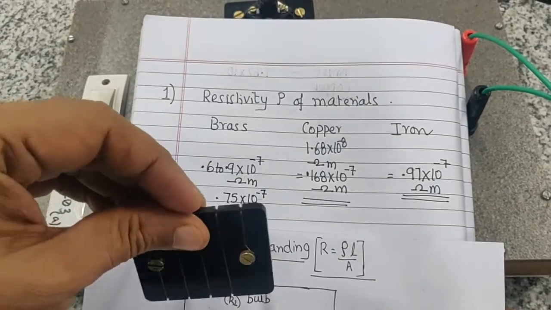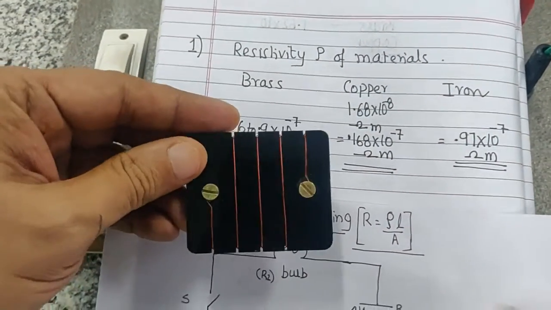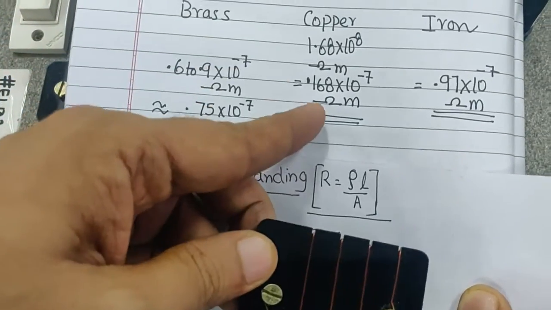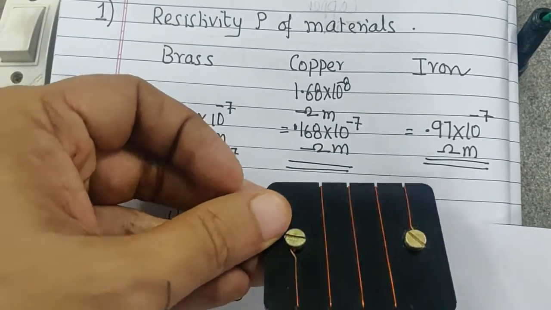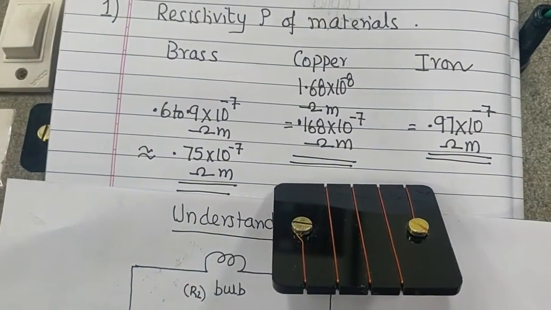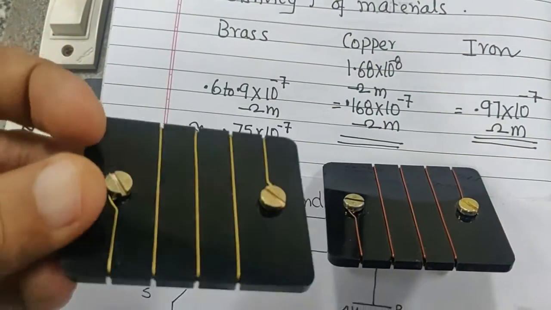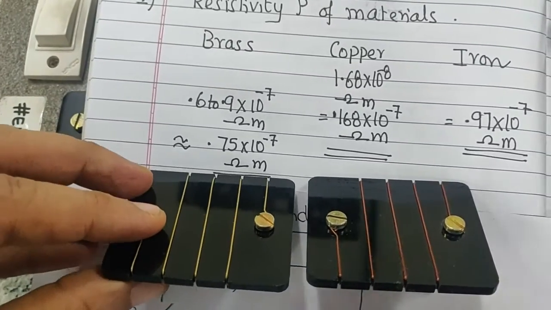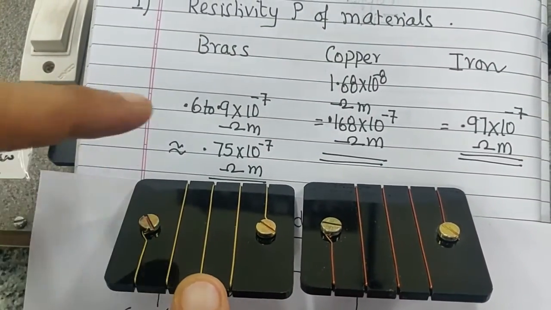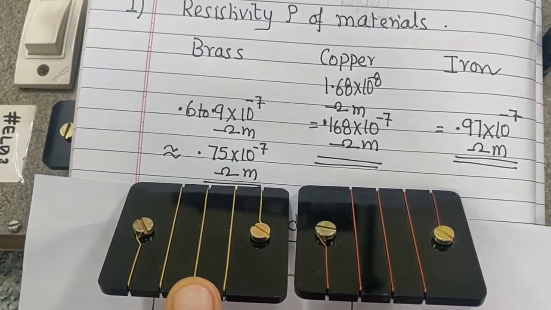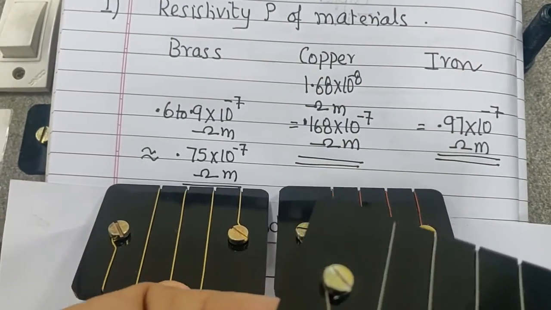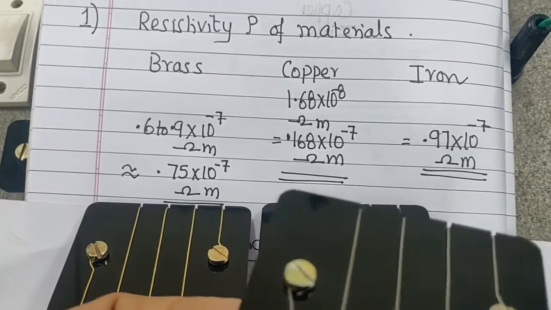So this is my copper. Copper has the least amount of resistivity, you can see that. And then you have brass. Now this brass has the next highest amount of resistivity, and then this is stainless steel, which is an alloy of iron. So that has a maximum resistivity of 0.97, right?